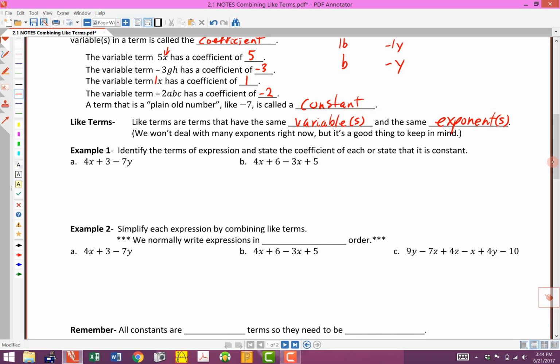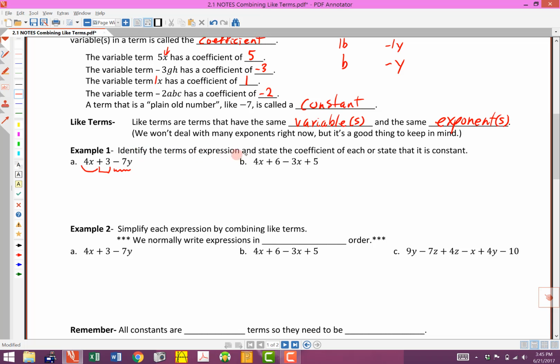So let's run through here and let's take a look at the instructions. The instructions on this one say identify the terms of the expression and state the coefficients of each, or state that it is constant. Okay, so let's identify the terms first of all. So I want you to look at this and figure out how many terms that has. Remember, plus and minus signs, the operation of adding and subtracting, separate terms. So we've got a term right here, we've got a term right here, and then we've got a term right here. So we actually have 3 terms.